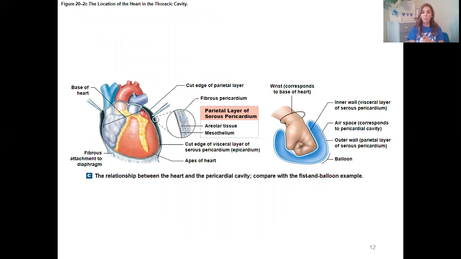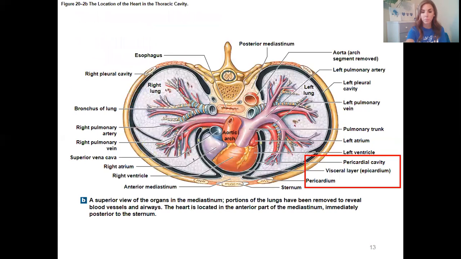Here's a picture where you can see that difference in that parietal layer versus that visceral layer. And of course, the fist inside of the balloon is showing you the visceral layer would be what actually touches the fist, whereas the parietal layer doesn't touch it at all. That's going to be more around the body wall. And then in between the two, instead of having air inside of the balloon, you would have fluid inside of the pericardial cavity.